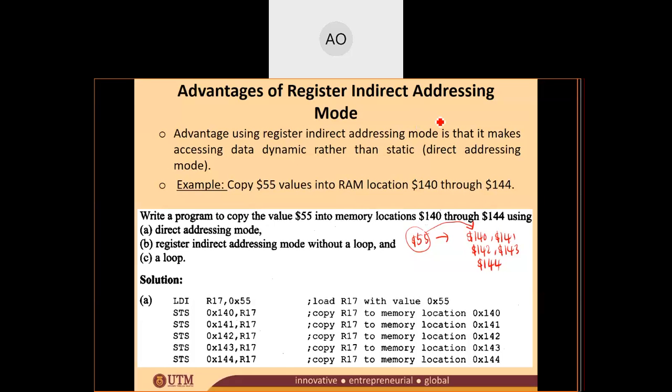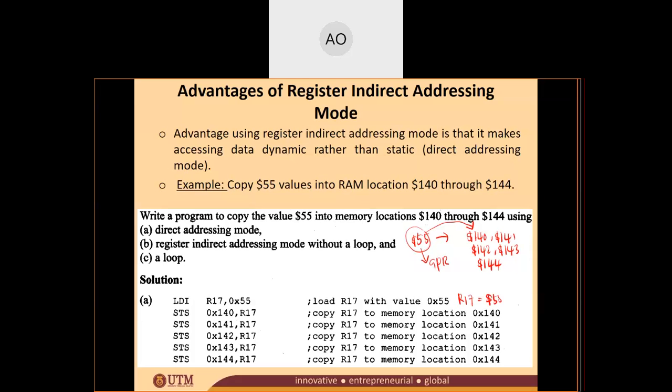Okay, so to do that, what you're going to do is first, you need to put this number here, number 55, inside of your GPR. Okay, so you need to load this value to your GPR first, before you can send it to these addresses. So by using the LDI, load I, R17 0X55. So what happened is R17 now will have value 55.